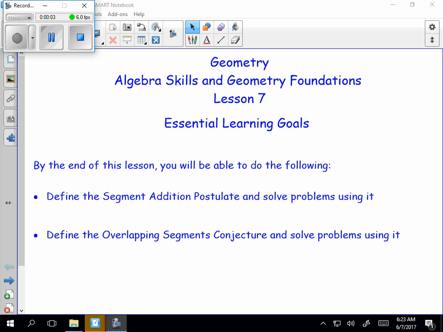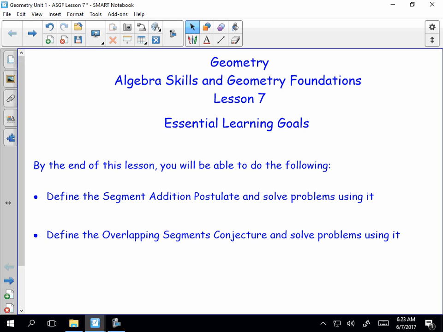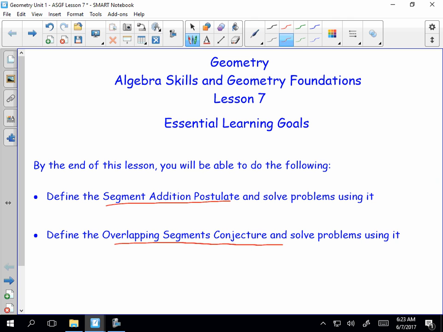Hello, and welcome to today's lesson, our last lesson in the first unit of Algebra Skills and Geometry Foundations. By the end of this lesson, the goal is to define the segment addition postulate and solve problems using that postulate, and then also define the overlapping segments conjecture and solve problems using that conjecture.